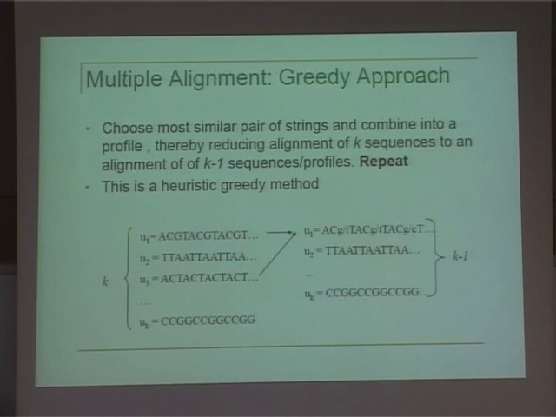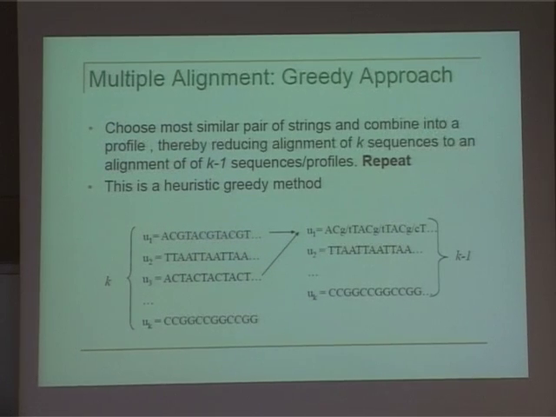Now, here is one approach. We can do multiple alignments by using this greedy heuristic. This greedy heuristic says that given a multiple sequence alignment, given k sequences, choose among these k sequences the most similar pair of sequences and combine them into a profile. Doing this will reduce the number of your sequences from k to k minus 1, okay? Because that profile is like a single sequence.